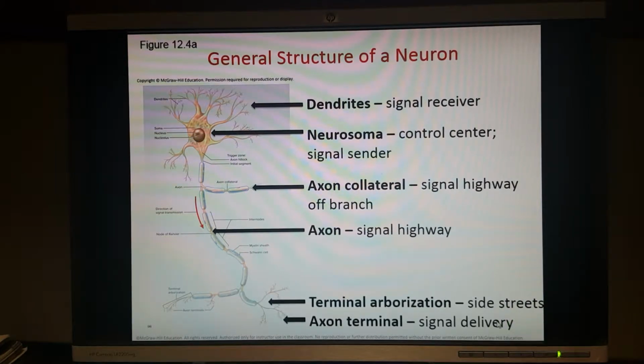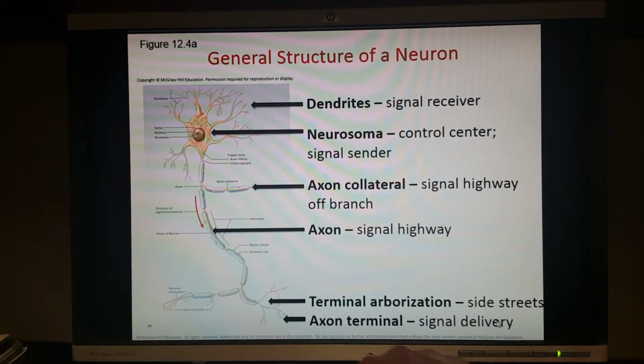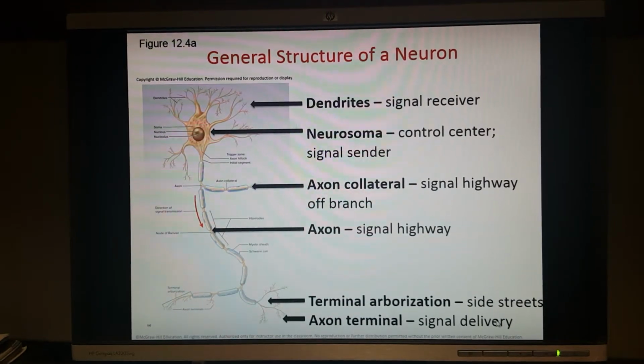So eventually still sending this chemical signal to the target location, but now you're being a little bit more specific on where you're going. The last part of your neuron is your axon terminal, and this is at the very far end of your neuron. It's where that electrical signal is going to be converted into a chemical one, targeting your next cell.